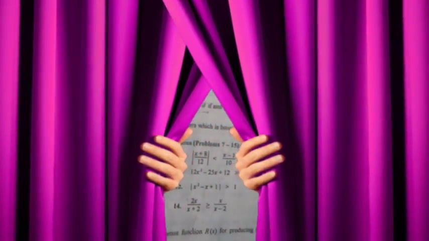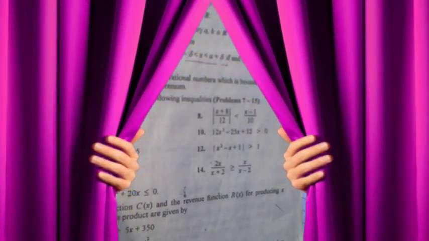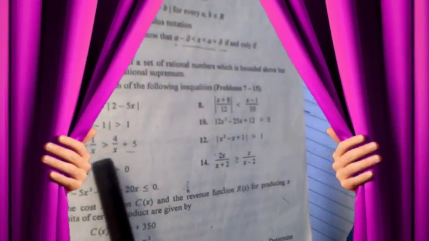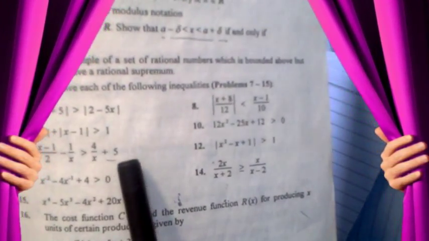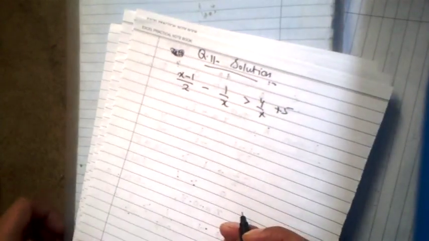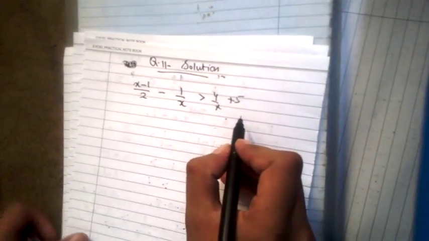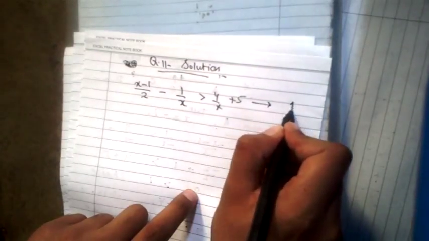Question number 11. x minus 1 divided by 2 minus 1 divided by x is greater than 4 divided by x plus 5. And name this inequality as inequality number 1.